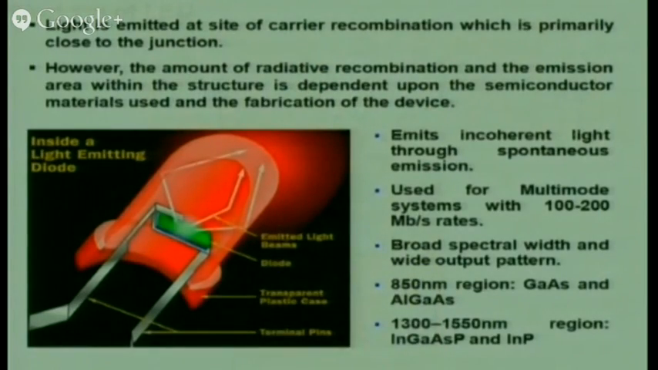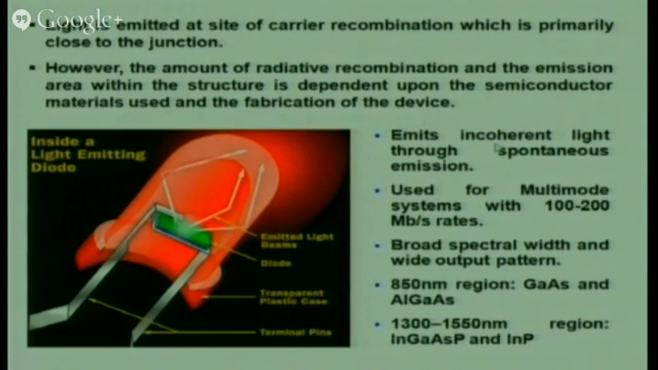The light is emitted at the site of carrier recombination, which is primarily close to the junction, which is called the active region. However, the amount of radiated recombination at the emission area within the structure is dependent upon the semiconductor material used and the fabrication of the device. The junction area I have created during fabrication is more important to me, right? For the simple case of LEDs, the junction area or the active region is much wider, so I cannot couple much light out of these LED junctions.